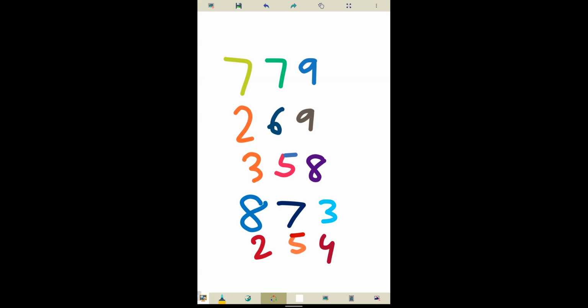Please, a couple of numbers I have given. Please use the Nandinagari symbols, the numerals, and send to me through WhatsApp. Okay, so this was the variant form of the number and also the basic number.